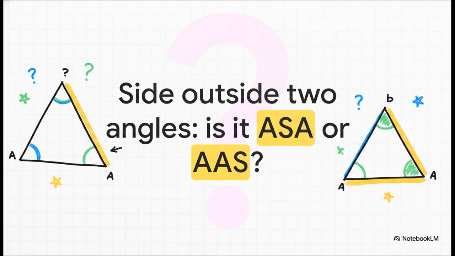All right, time for a pause check. Active learning is for sure the best way to cement these concepts. Go ahead and pause the explainer. You've got two triangles here. Both have two known angles and a known side positioned outside of those angles. Ask yourself, is the side the bridge between the angles, or is it on the outside? Which criterion proves these triangles map perfectly onto one another?